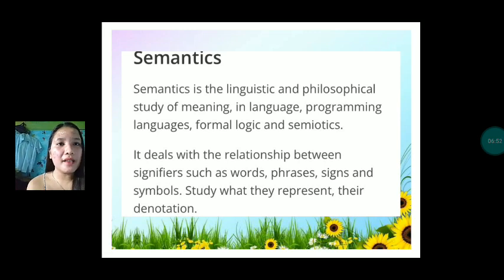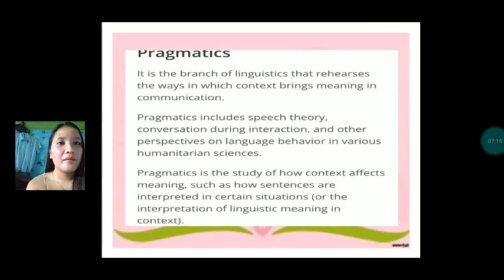Semantics. Semantics is the linguistic and philosophical study of meaning in language, programming languages, formal languages, and semiotics. It deals with the relationship between signifiers such as words, phrases, signs, and symbols, and what they represent, their denotation.